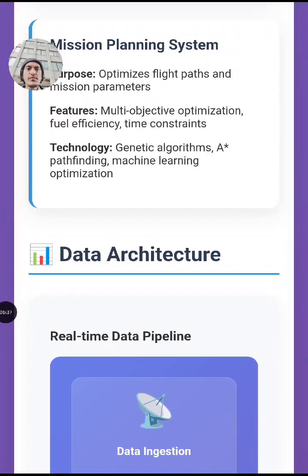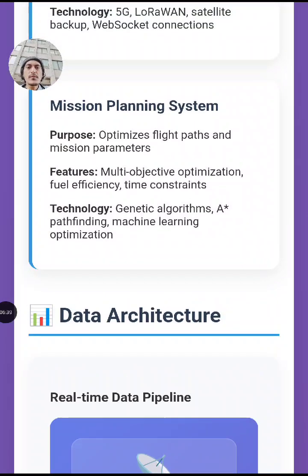Then we have the mission planning system. The purpose is to optimize flight paths and mission parameters. Features could be multi-objective optimization, fuel efficiency, time constraints, etc. Technology: genetic algorithms, A-star pathfinding, machine learning optimization.